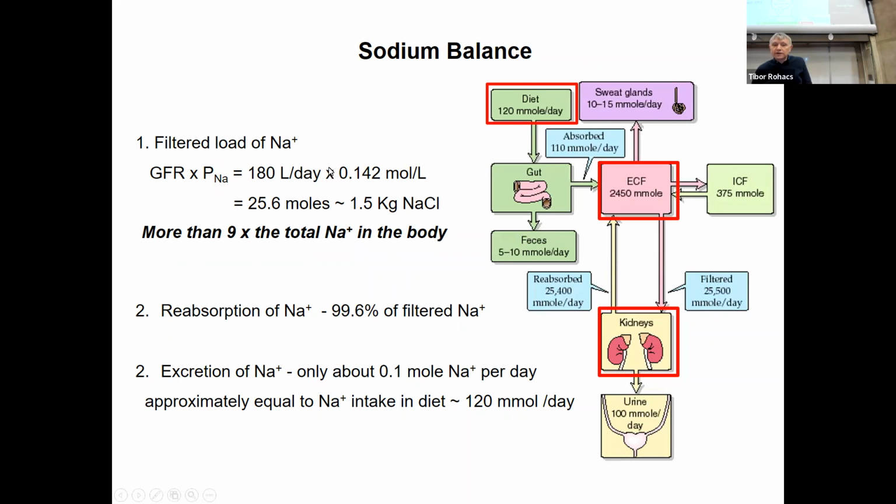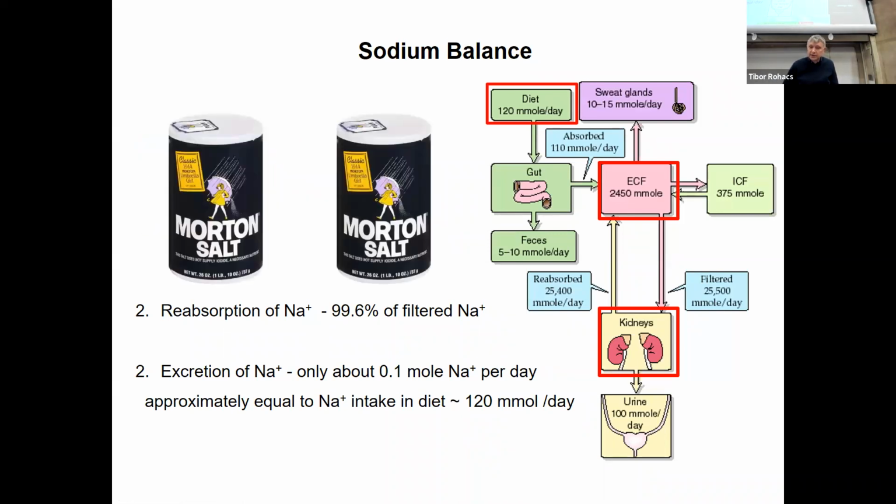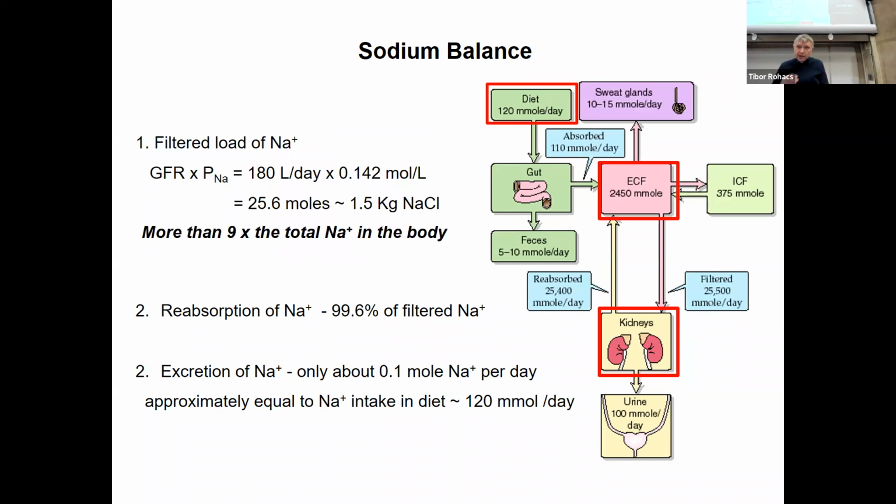Since the glomerular filtration rate is very high, we filter 180 liters a day. Because we have a lot of sodium in the plasma, we filter a lot of sodium, roughly 1.5 kilograms per day, which is more than 9 times the total sodium in the body. That's a lot of salt. It's like 2 boxes of Morton sea salt. So you need to use a lot of energy to reabsorb that sodium, and we reabsorb more than 99% of it.